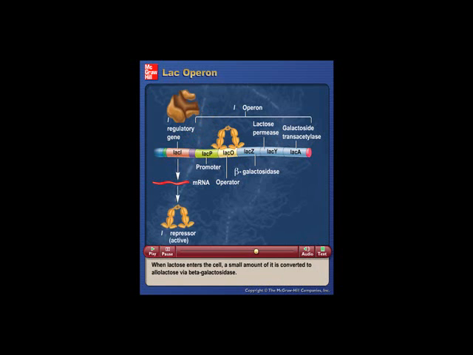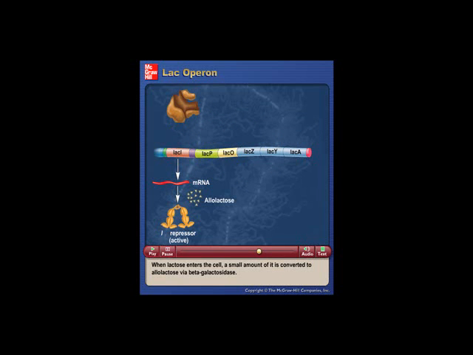When lactose enters the cell, a small amount of it is converted to allolactose via beta-galactosidase. Allolactose binds to the lac repressor. This causes a conformational change in the lac repressor protein that prevents it from binding to the lac operator site. Inactive lac repressor is unable to bind to the lac operator site.